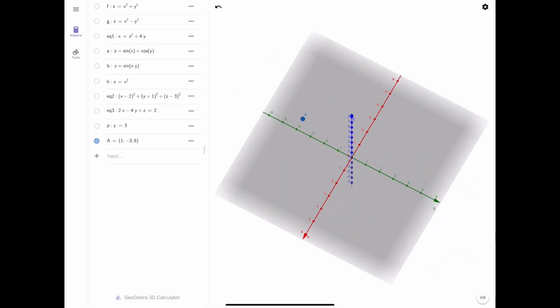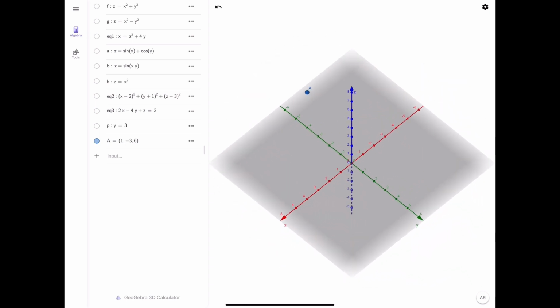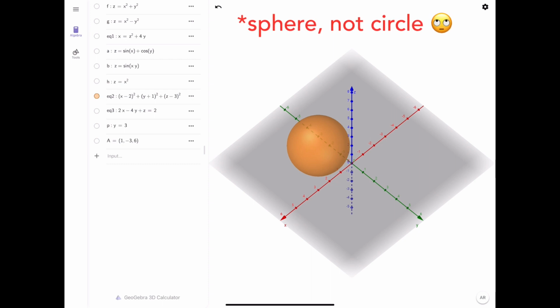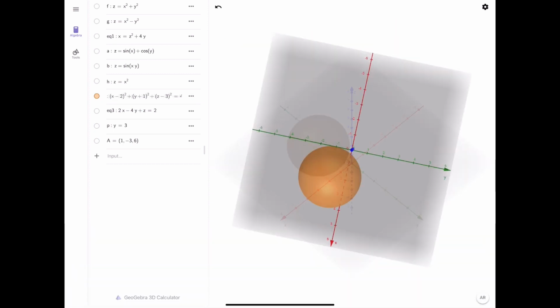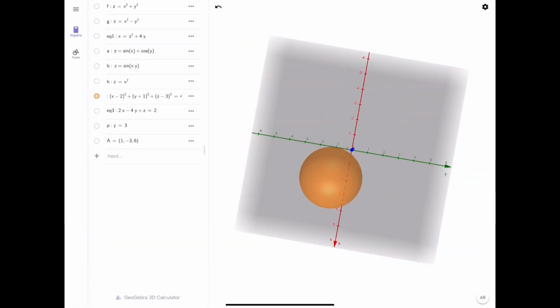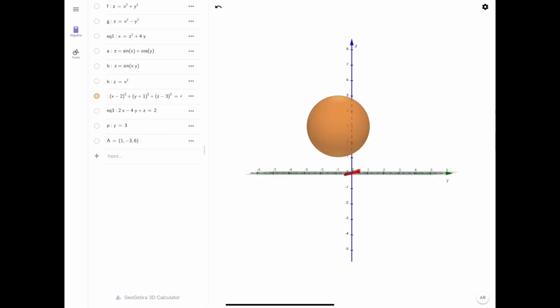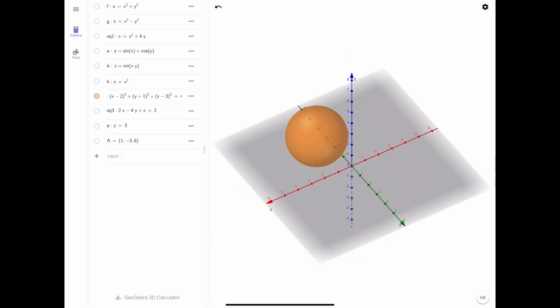So there's a point. Let's take a look at a sphere, equation 2 here. This is (x - 2)² + (y + 1)² + (z - 3)², I believe equals 4. So this gives us a sphere. The center is at x equals positive 2. That's positive 2 in the red axis direction. Y equals negative 1. And then in the positive z direction, z equals 3. Radius of 2.